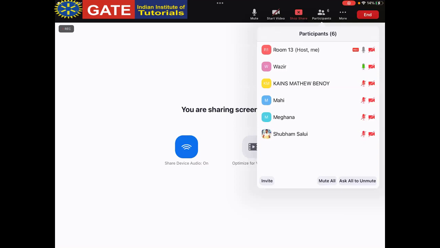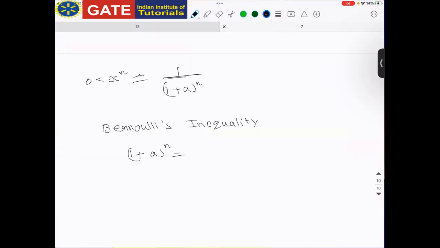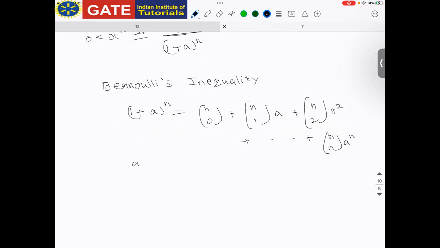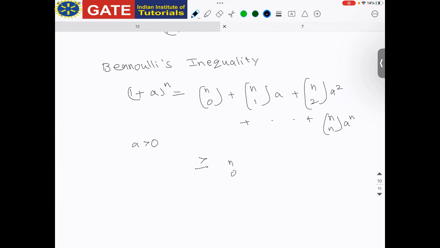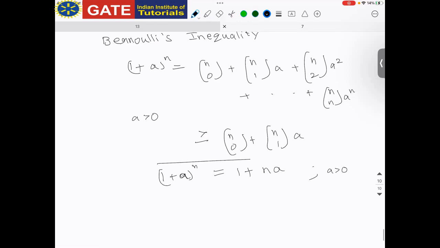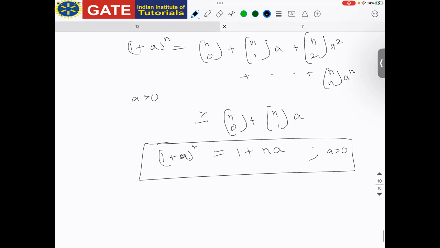NC0 plus NC1 into a. So 1 plus a raised to the power n is nothing but NC0 plus NC1 into a plus NC2 into a square plus up to NCn into a raised to the power n. Now a is greater than 0, that means this thing is greater than or equal to NC0 plus NC1 into a, and this is nothing but 1 plus n times a. So this is the Bernoulli inequality: 1 plus a raised to the power n is greater than or equal to 1 plus na, a greater than 0. Clear? Now we'll use this.